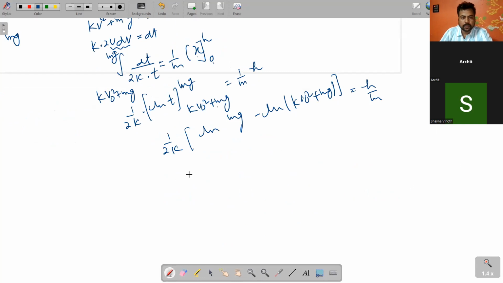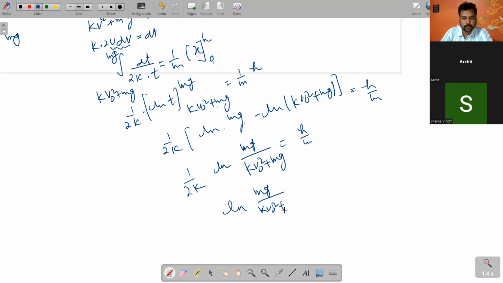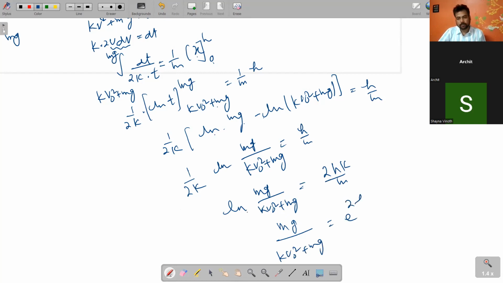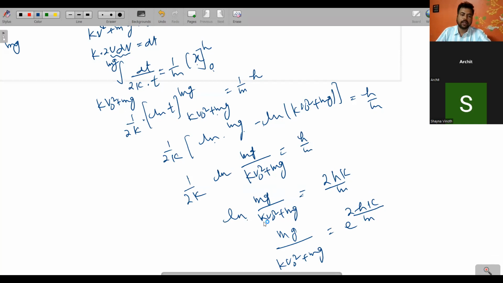Now you can simply write ln a minus ln b as ln of a by b. This is the formula of log. Just take h upon m to the right side: ln of mg upon kv naught square plus mg equals 2hk upon m. Just remove this ln. You can write simply, this is too long, e raised to the complete thing, 2hk upon m. So from here we can find what we have to find.